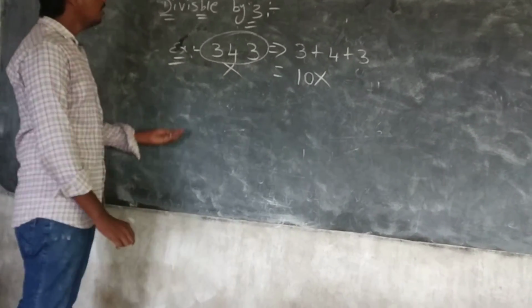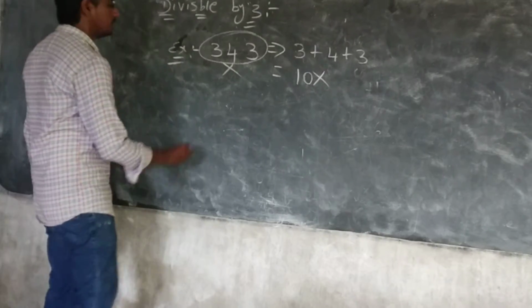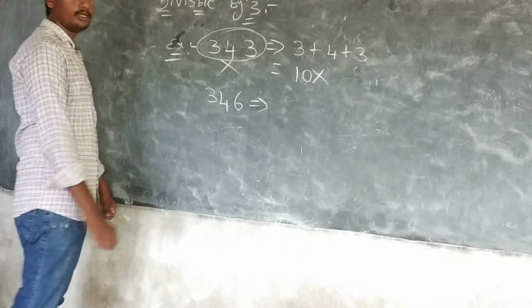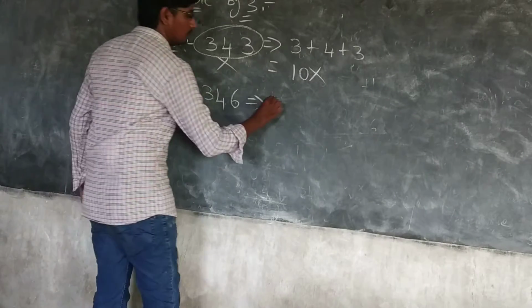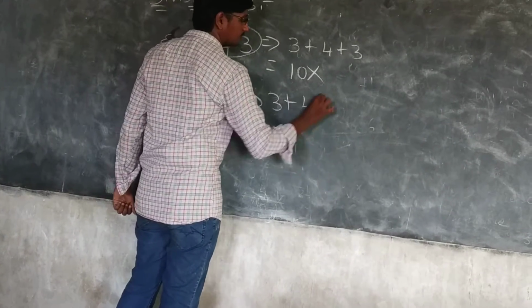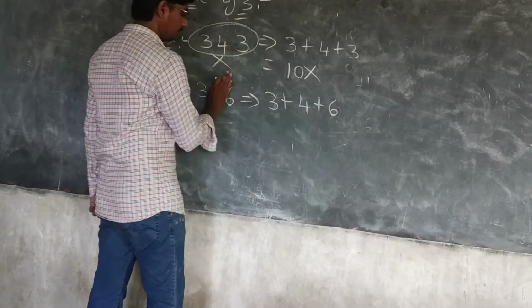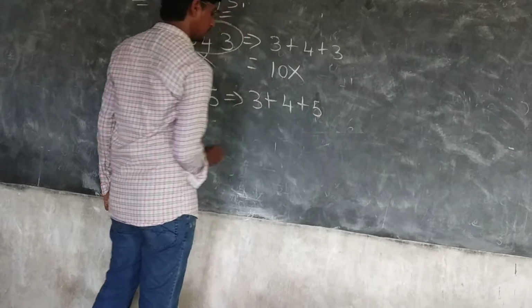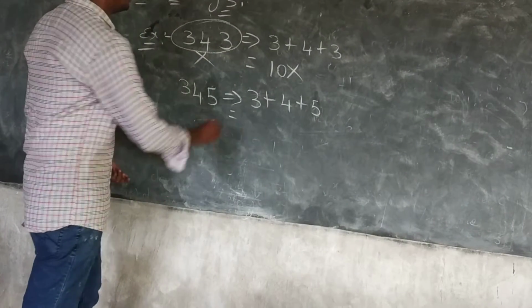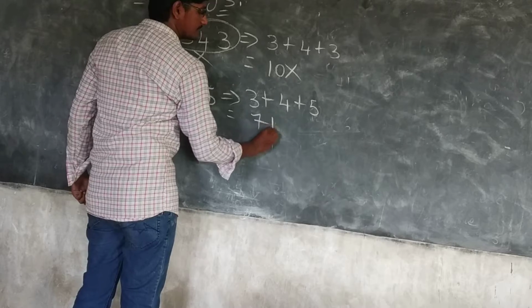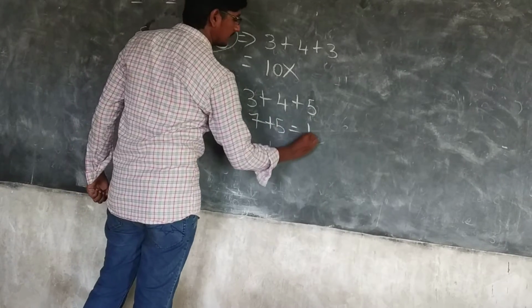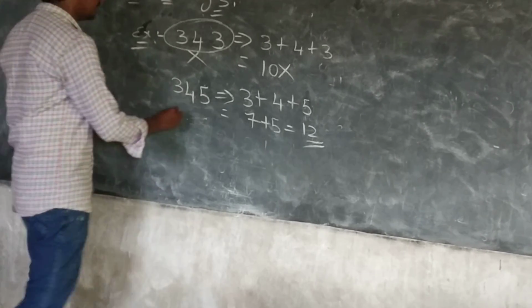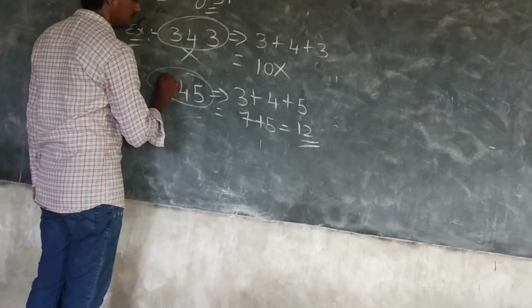Students, then which number is completely divisible by 3? Let us check. Now I take the number 345. Let us add: 3 plus 4 is 7, 7 plus 5 is equal to 12. 12 is present in the table of 3, so 345 is also in the table of 3.